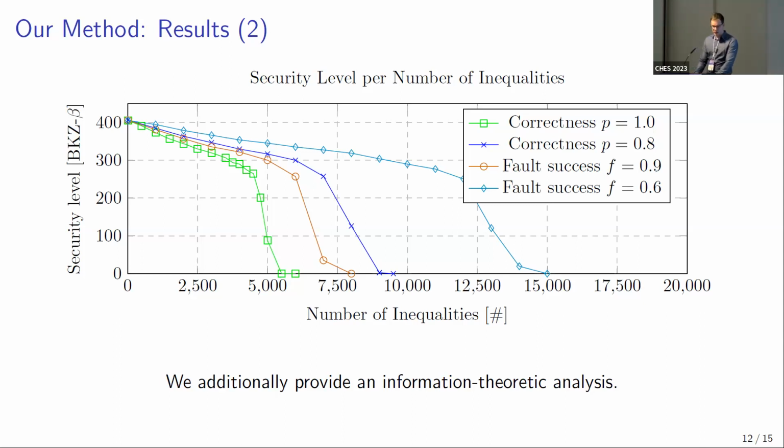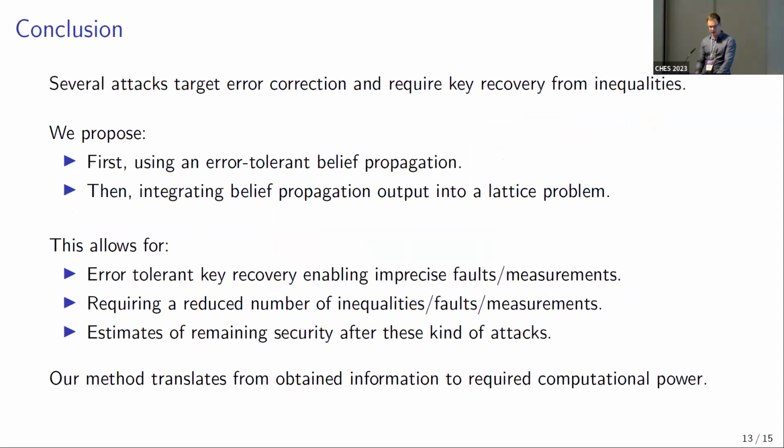And yes. So in conclusion, we have several attacks and the whole attack strategy that work very similar and target the error correction using a chosen ciphertext and then with a differing implementation attack afterwards. And all of these require key recovery from inequalities, from decryption failure inequalities.